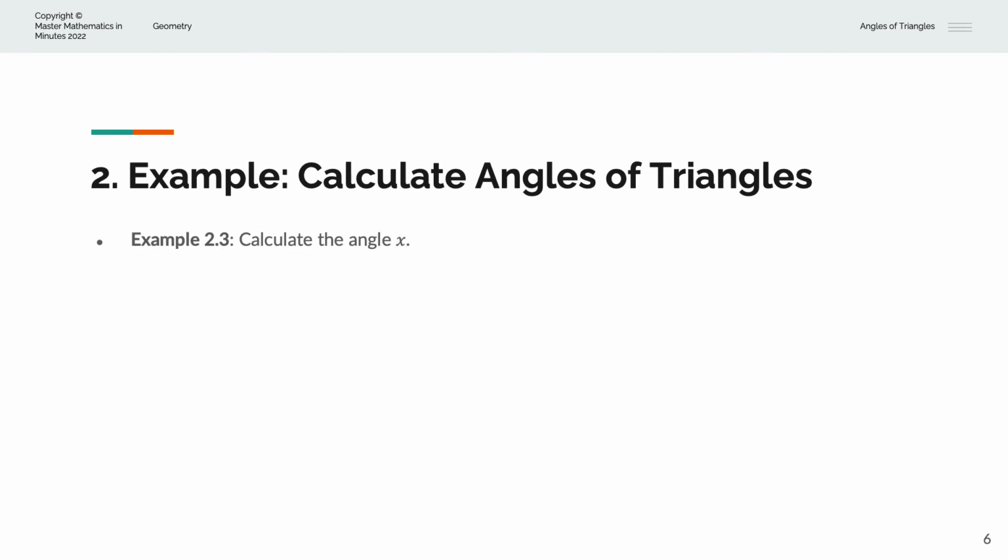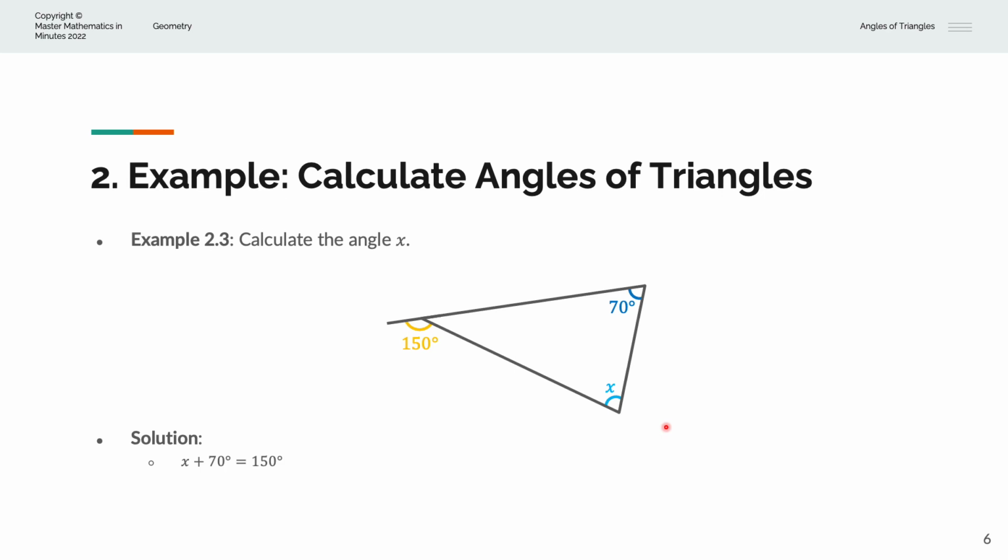In the third example, we're asked to calculate the angle X. So we have the same problem here, but we'll approach this in a slightly different way. So we know that the exterior angle, 150 degrees, is equal to the sum of the opposite interior angles. So we can use that relation to solve for X. So we have X, which is an interior angle, plus 70, which is also an interior angle, and that is equal to 150 degrees, which is an exterior angle.